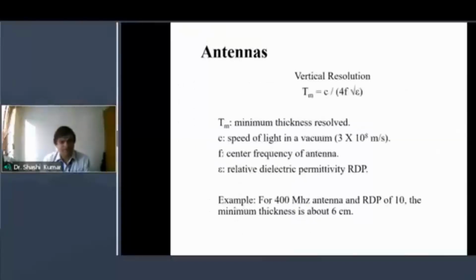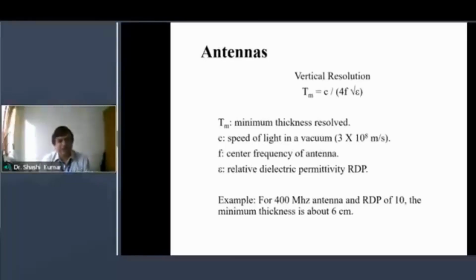Now, when we are talking about the vertical resolution, the formula is given here. It depends on the frequency of the antenna and the relative dielectric permittivity, represented by RDP. The vertical resolution, which is the minimum thickness that could be detected by the GPR, is represented by Tm. It equals C, the speed of the electromagnetic wave or light in vacuum, divided by 4f multiplied by the square root of epsilon, the relative dielectric permittivity.